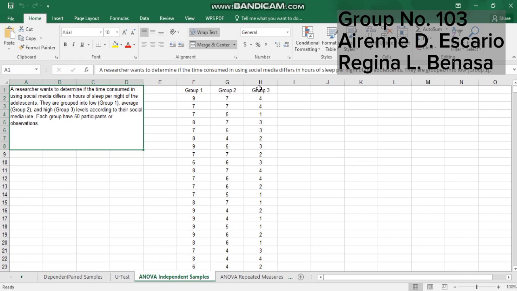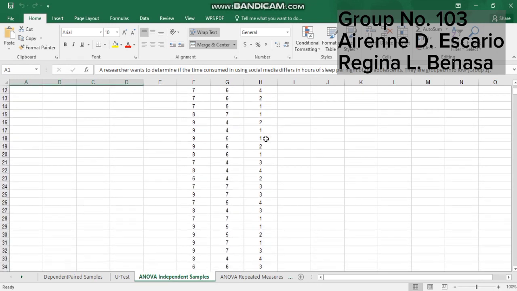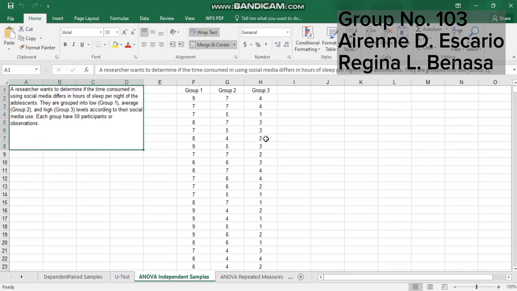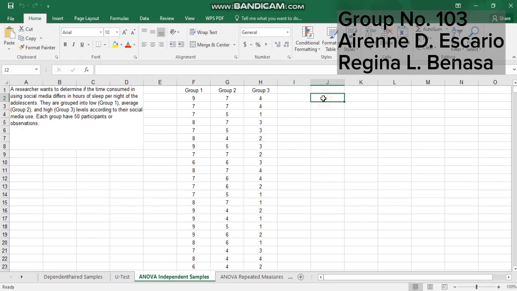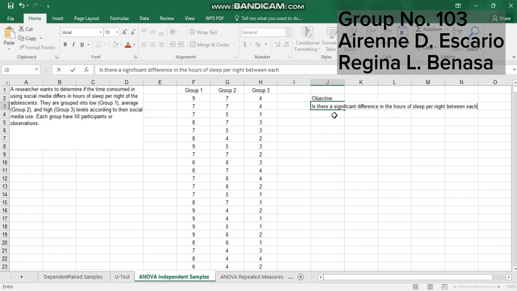We have here 3 groups, and each of them has 50 participants. So we have a total of 150 participants or observations. Before we proceed to the calculation, let us first make our objective. Is there a significant difference in the hours of sleep per night between each group?